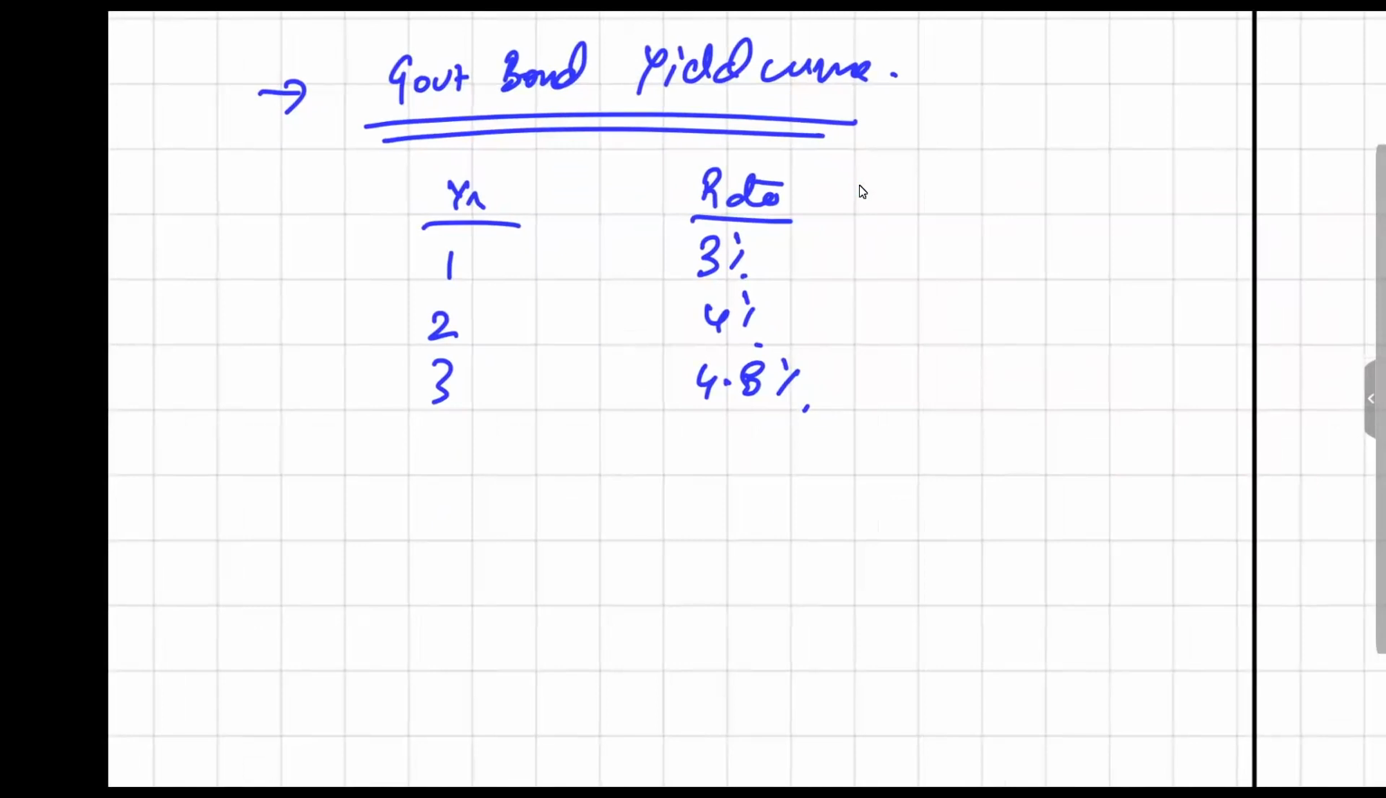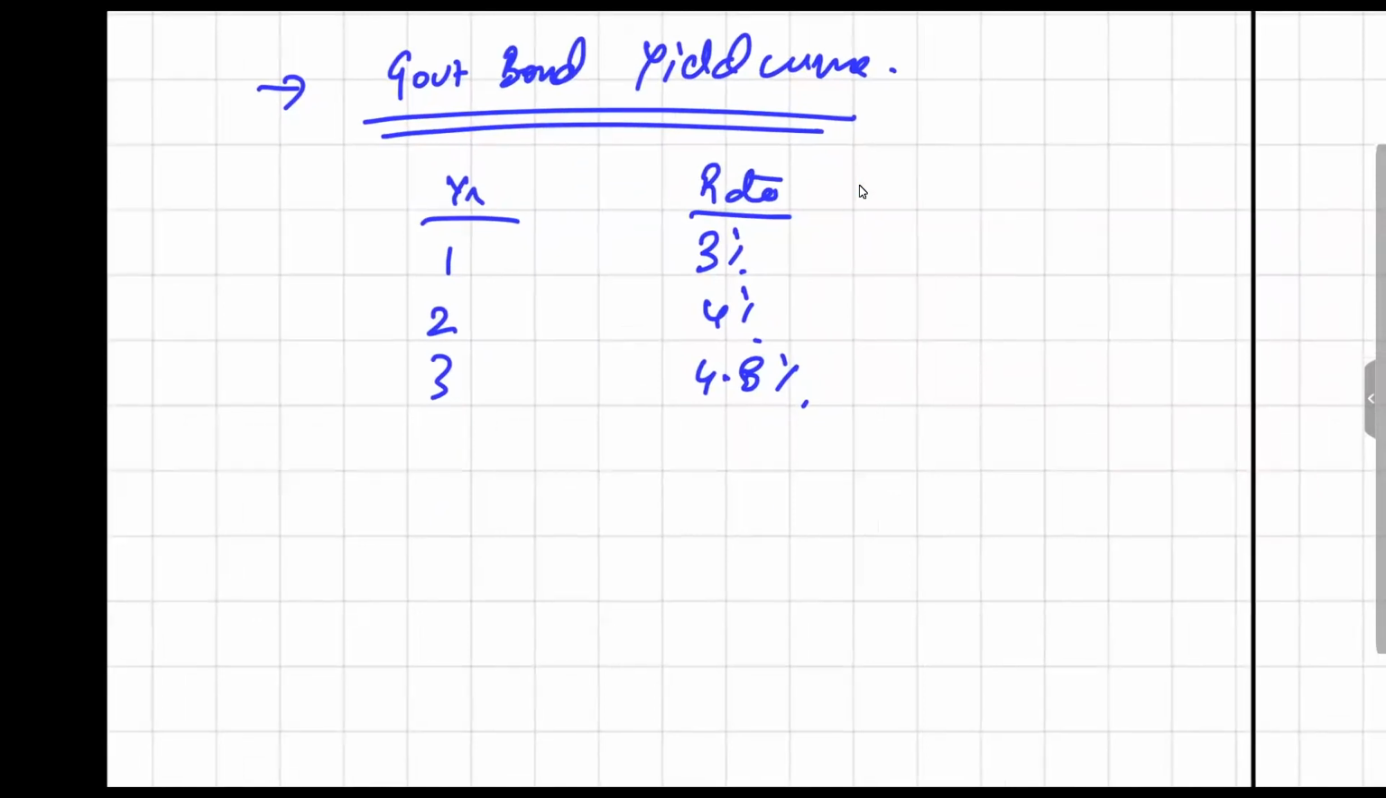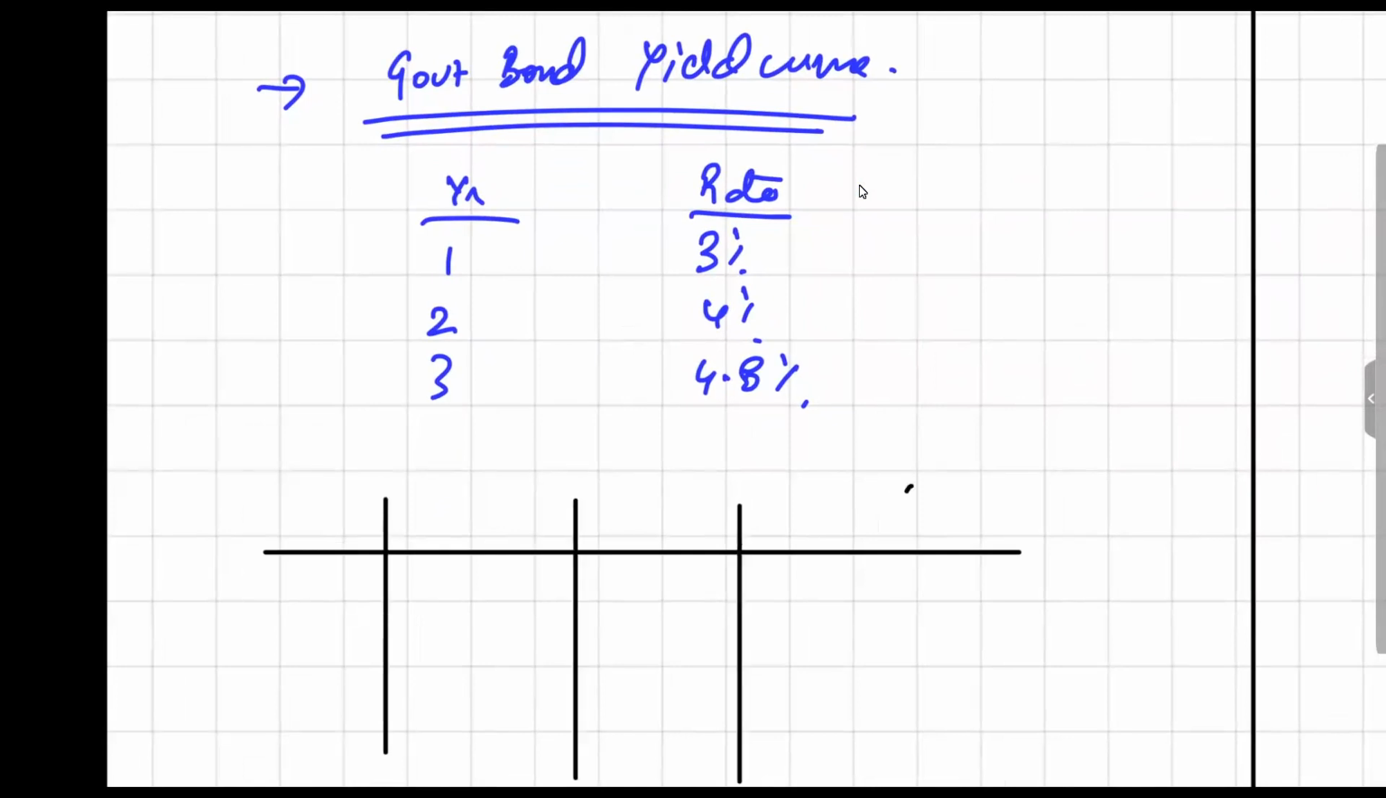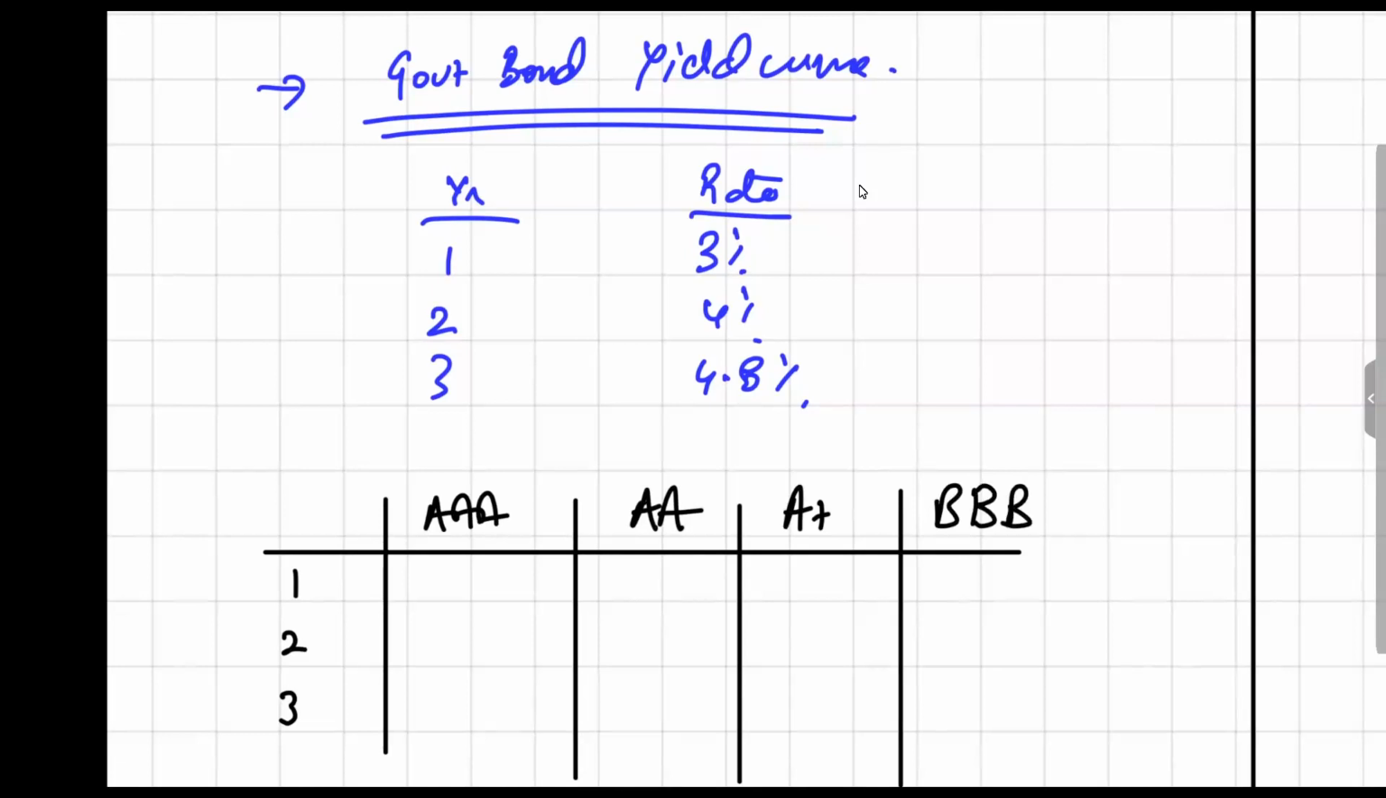And then he would also give you a table. The table would be like this. Let's say year one, two, and three. Then he would list, let's say, AAA, AA, A plus, B, triple B, and so on and so forth.